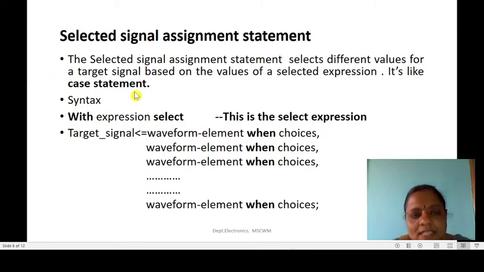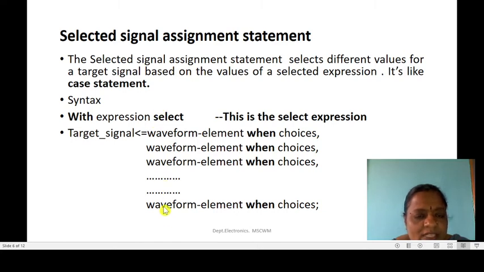I think we have studied the case statement under the sequential statements. Just go through it; the same working is there. And here it is called your selected signal assignment statement. Here we are comparing the case statement with the selected signal assignment so that it is very easy to understand the concept. Now students, move to the syntax of the selected signal assignment statement.